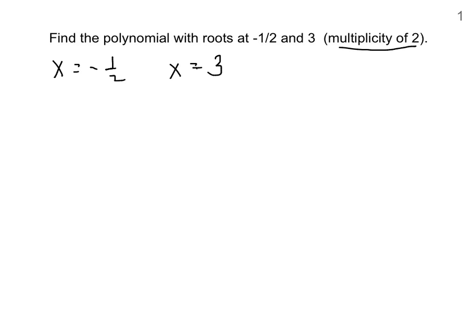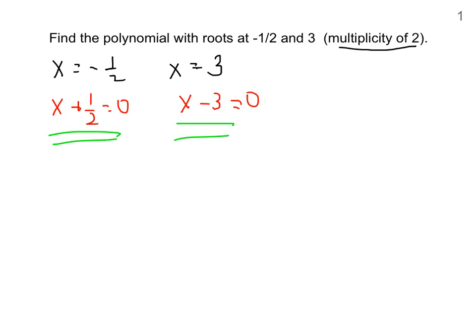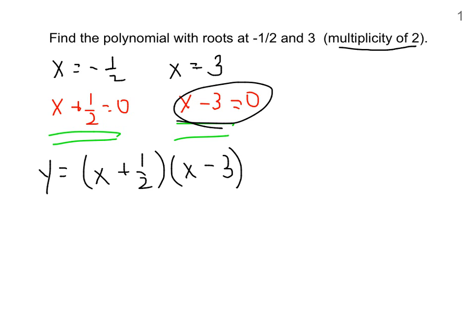So if I solve for x in each, not solve for x, but let's move everything over so we get 0. So this is equal to 0. Now this will be equal to 0. So what we found is the factors of our polynomial. Therefore, our polynomial is y equals x plus 1/2 times x minus 3. But remember, this had a multiplicity of 2, so this is to the second power.